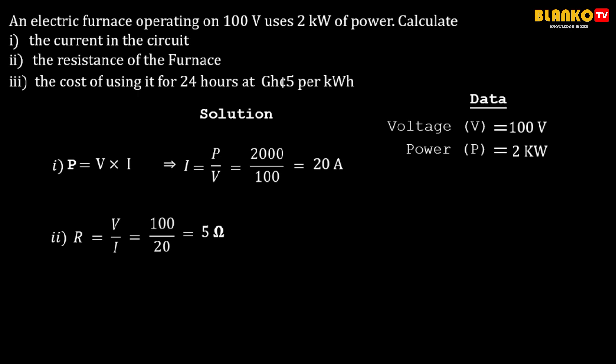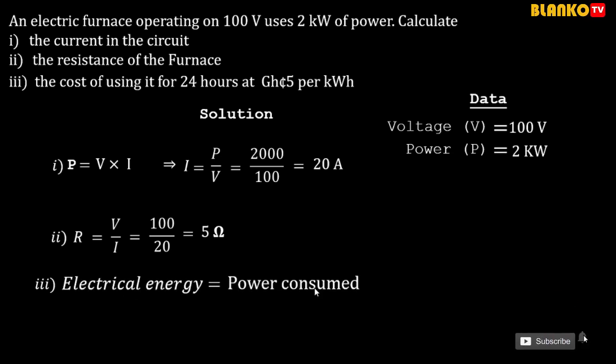Okay, so let's move on with solution III. And we are to calculate for the cost of using it for 24 hours at 5 Ghana cedis per kilowatt hour. Okay, all right. So solution III. We know that the electrical energy is equal to the power consumed times time. Electrical energy is equal to the power consumed times time. And the power consumed is what? 2 kilowatts. 2 kilowatts. And the time is also what?